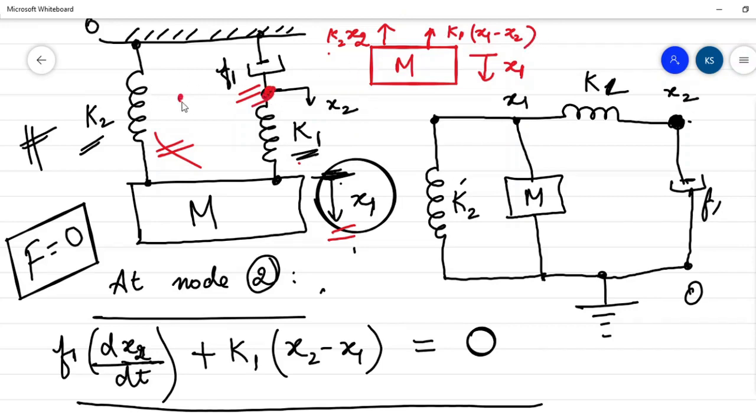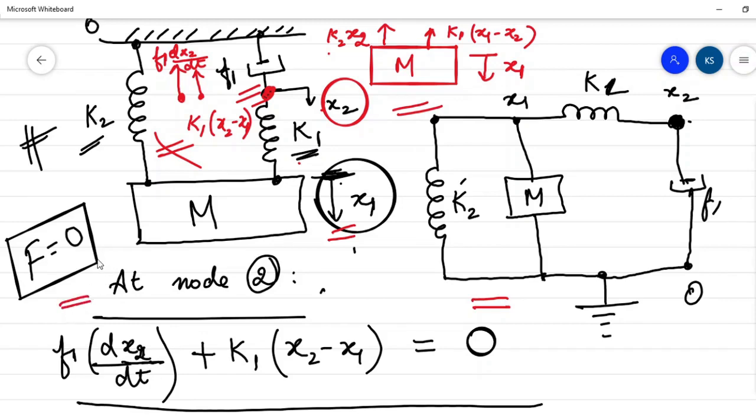At this node also, you have to make the free body diagram. Because here in this case also the displacement is downward, the damping force existing on this system is F1 dx2 by dt, and another due to spring constant is K1 (x2 minus x1). So this is the free body diagram representation, and this is the mechanical network to formulate the differential equation at each node.